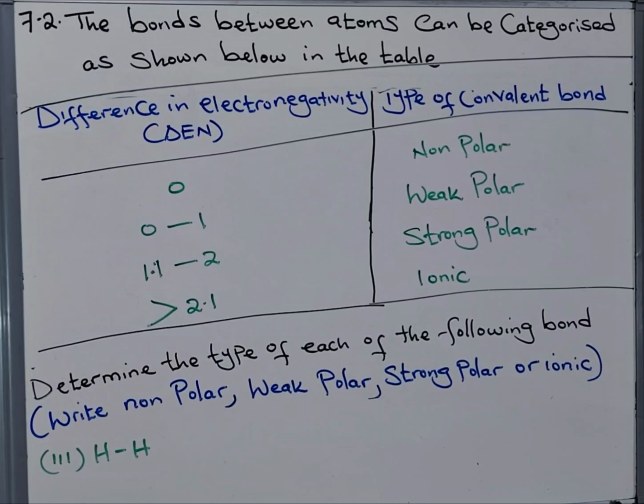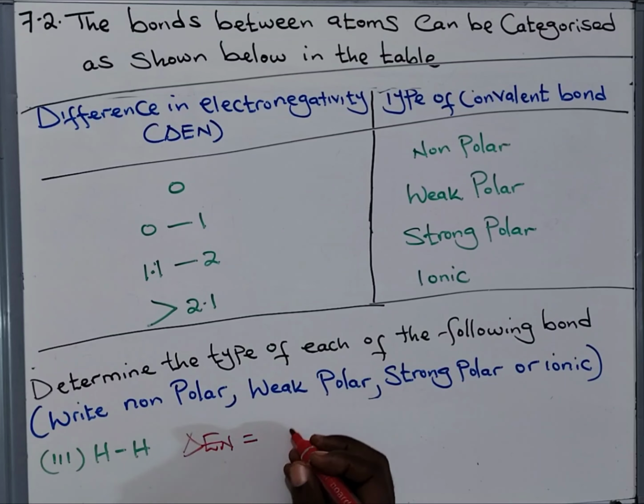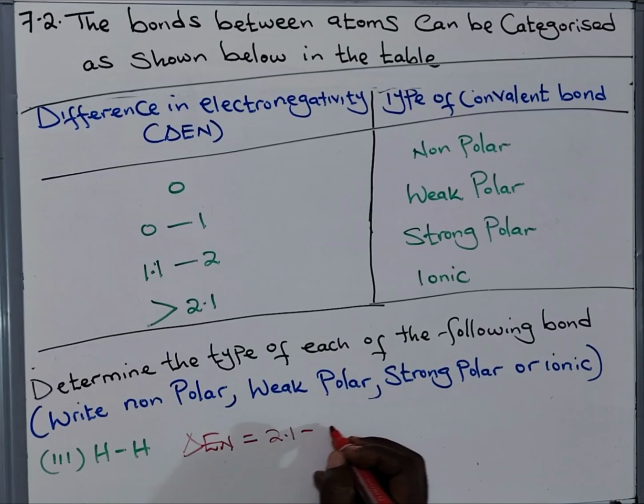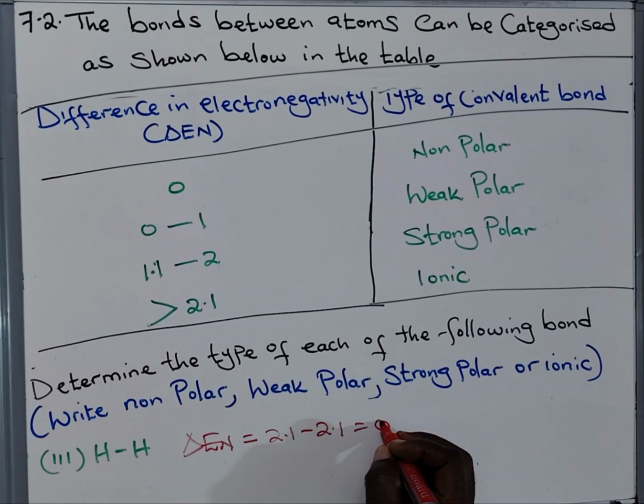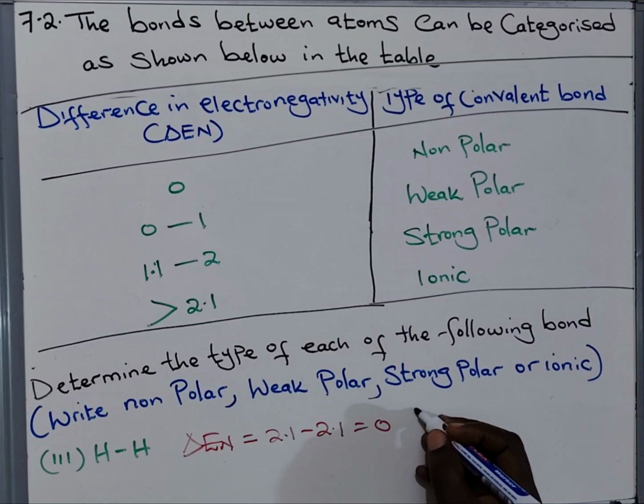Then the next one is the bond between a hydrogen atom and another hydrogen atom. We find the difference in electronegativity. For hydrogen, it's 2.1 minus 2.1, giving you 0. So 0 belongs to what category? It's non-polar.